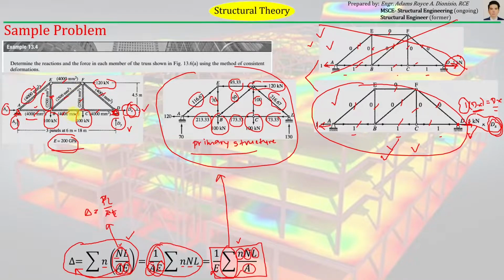1, 2, 3, 4, 5, 6, 7, 8, 9. So I think we have nine members. 1, 2, 3, 4, 5, 6, 7, 8, 9. We have 9 members. So therefore we need to have nine of this.